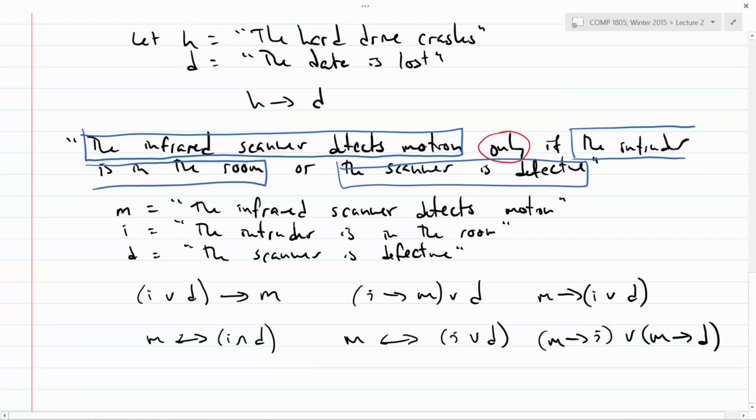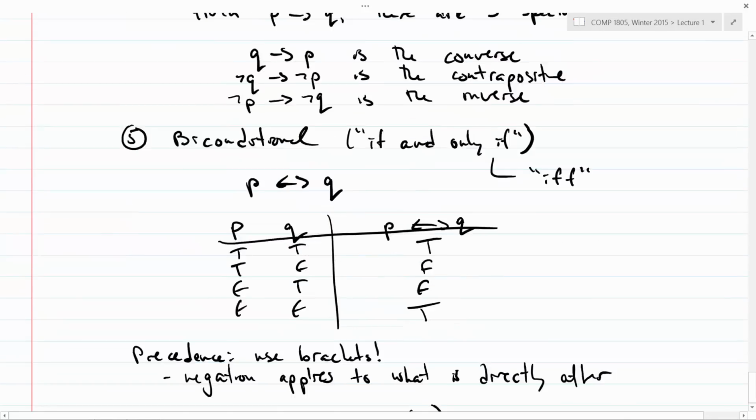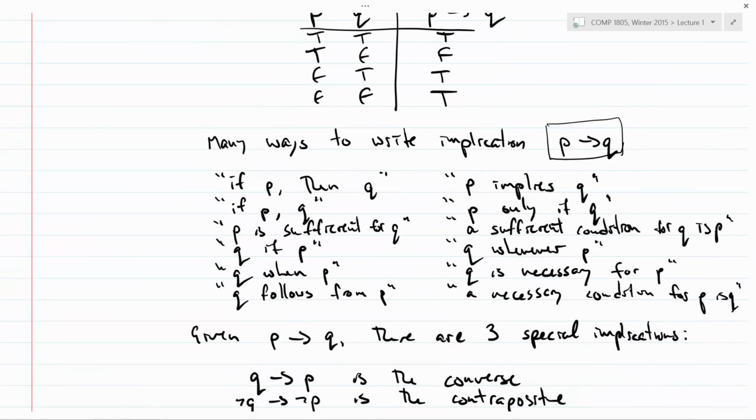So let's go back and check our notes. We'll see, P only if Q is the same thing as P implies Q. It's the same thing as if P then Q. Okay, there's no shame in going back to your notes and looking things up. That's what they're there for.